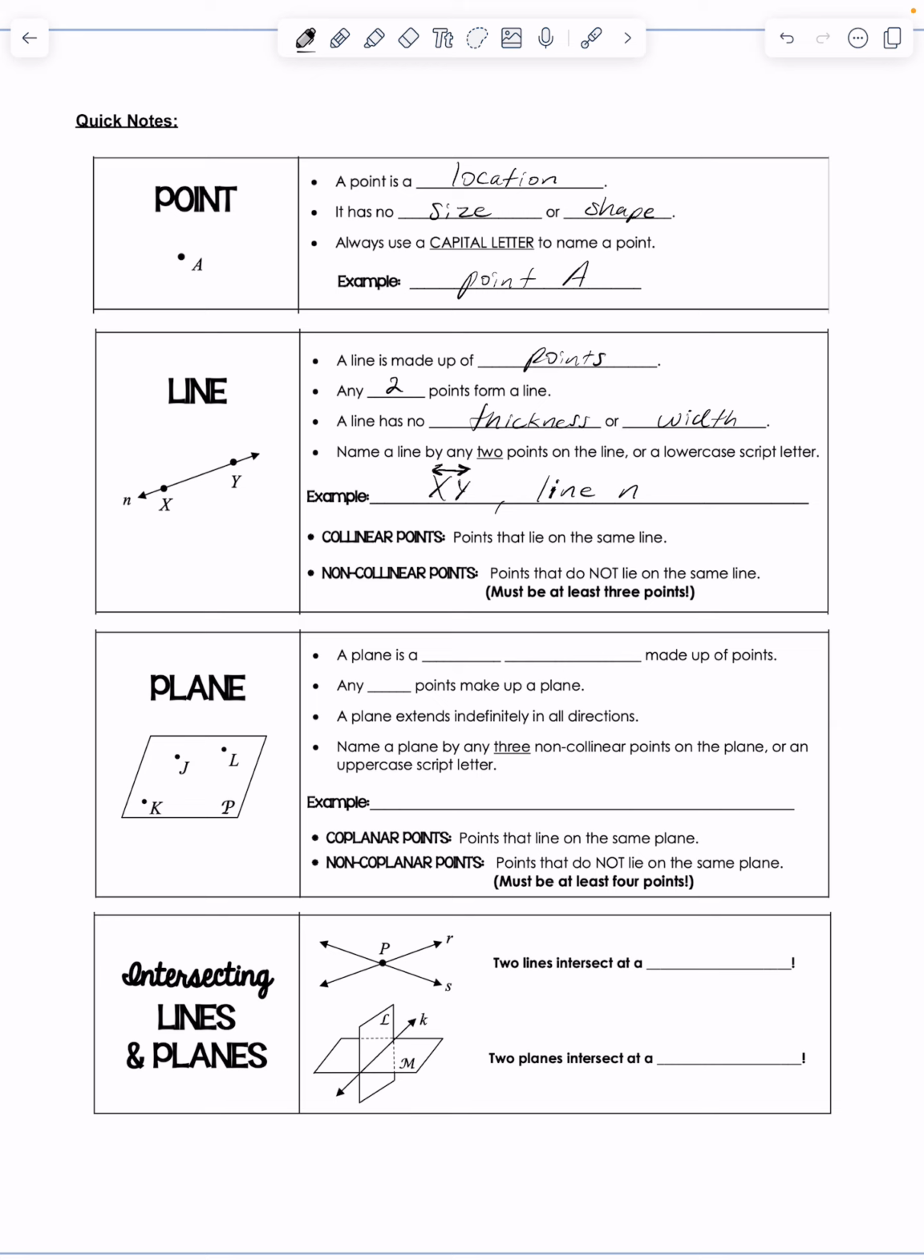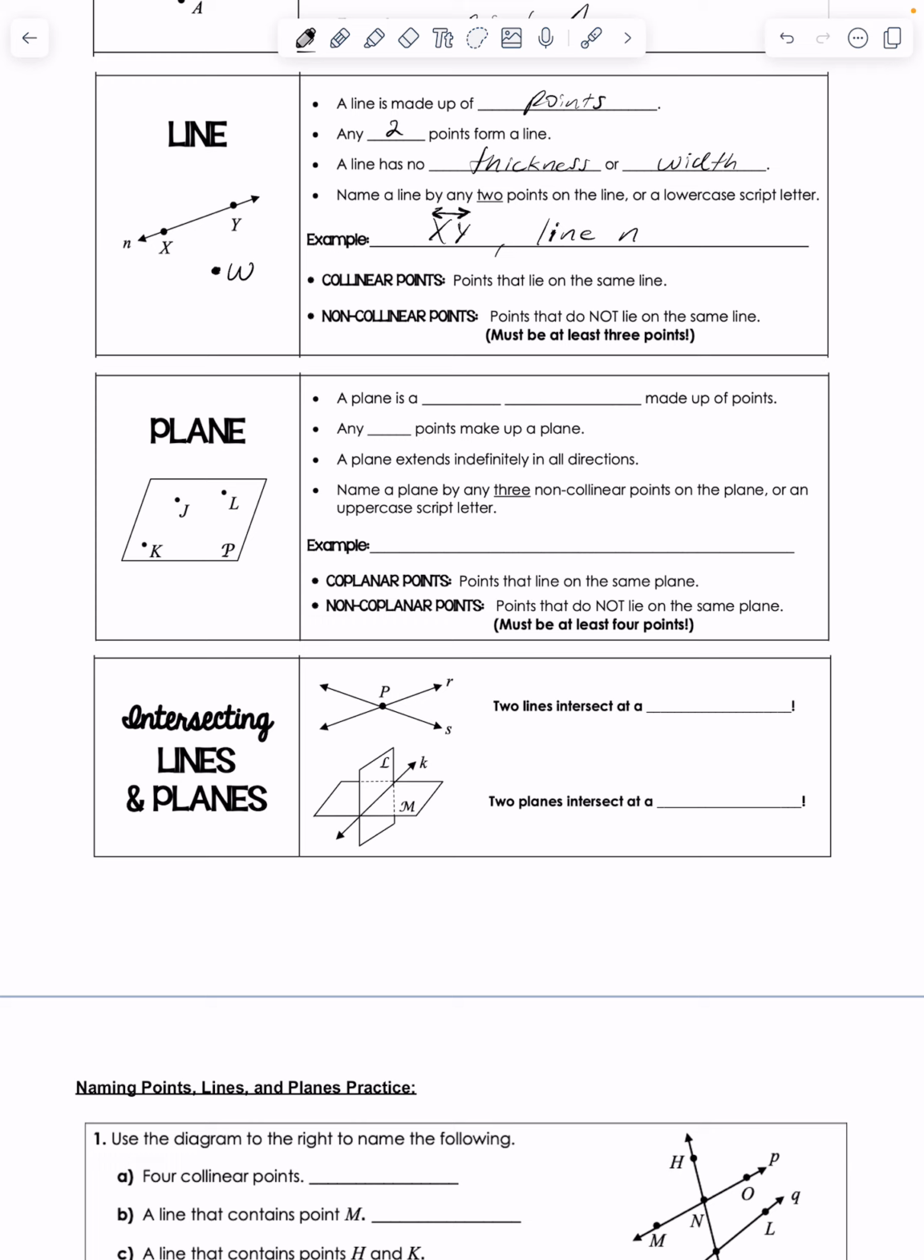Now, a couple of definitions with this line is we have collinear points, points that lie on the same line, like for example, X and Y are collinear, they lie on the same line. And then non-collinear points, points that do not lie on the same line. So if I were to put another point out here, like W, you could see that W does not lie on the same line as X and Y. So those 3 points of X, Y, and W are non-collinear.